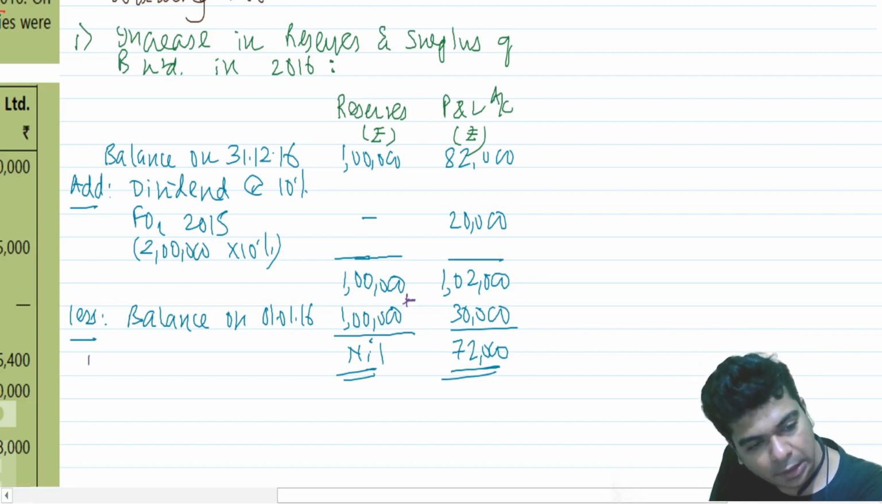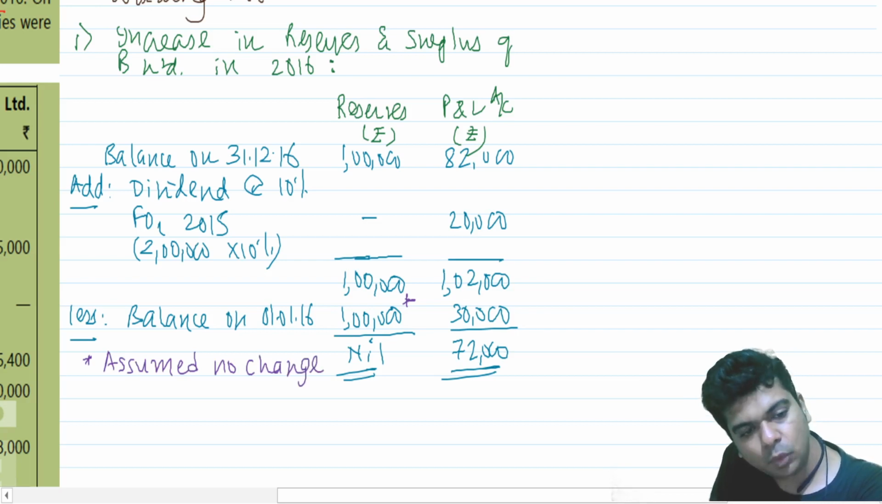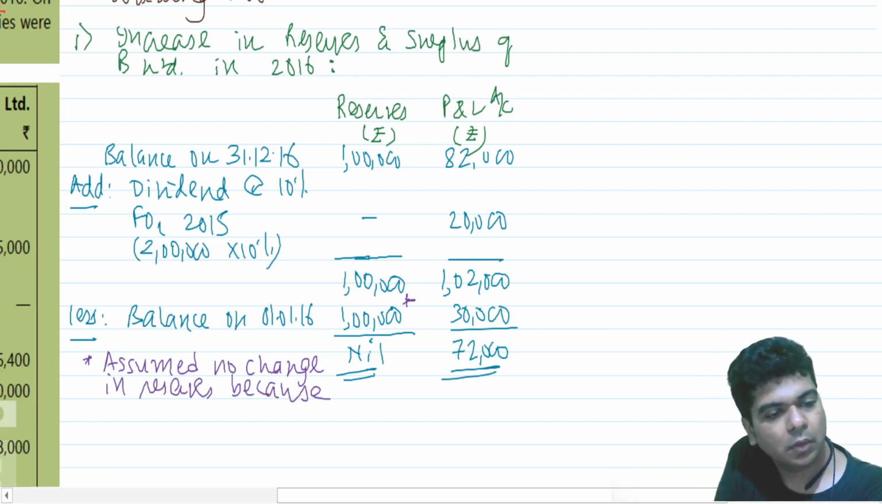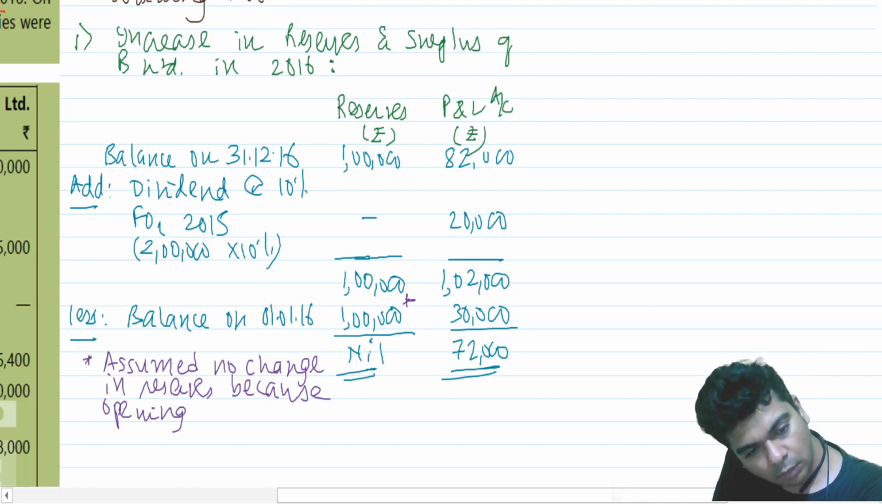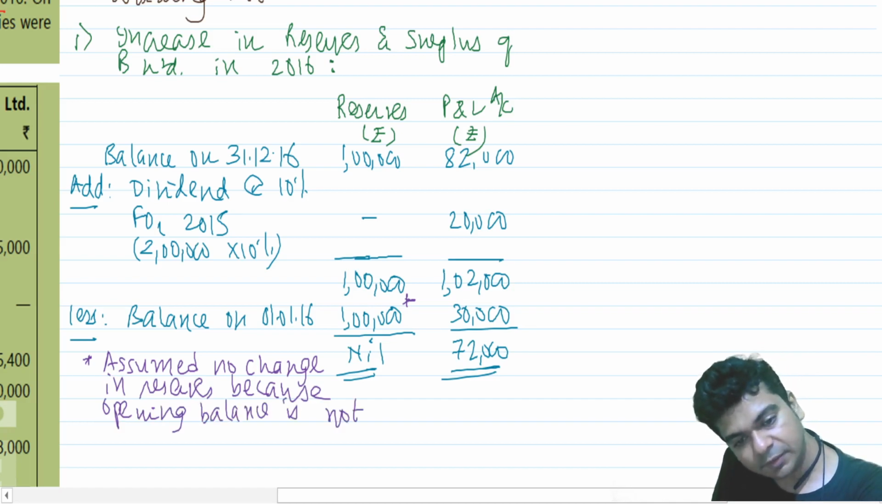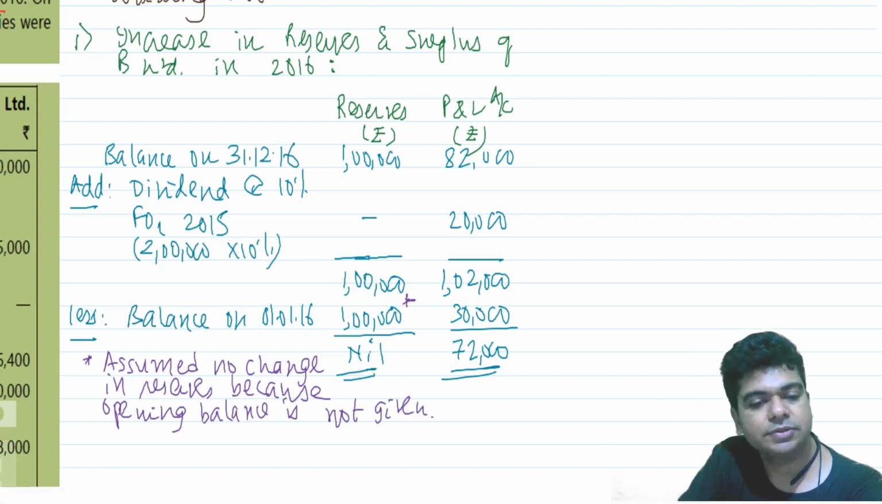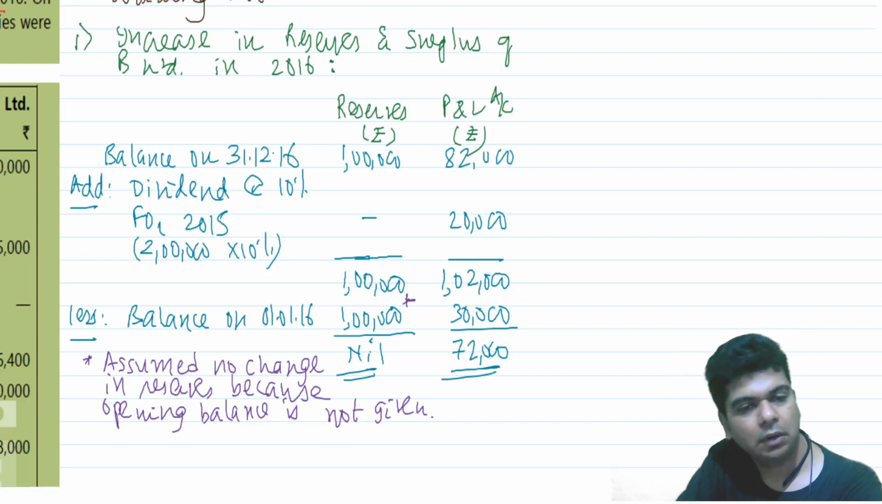Right, we put our assumption, we say assumed no change in reserves, because the opening balance is not given. They have not given us the opening balance. We assume that there is no movement in the reserves.